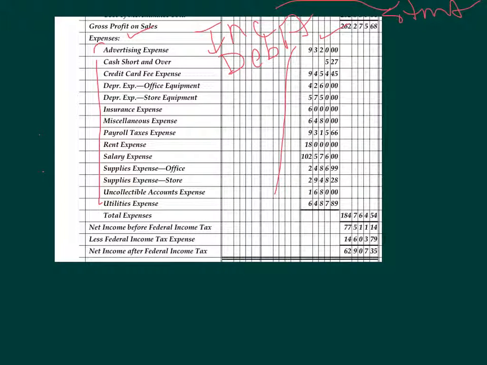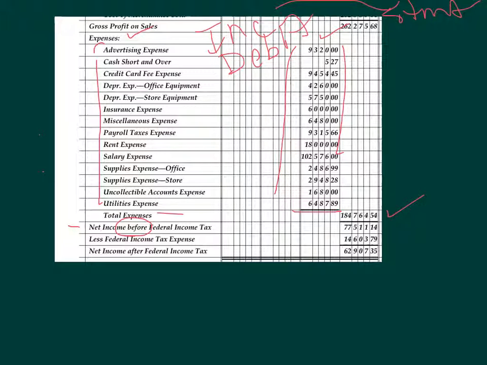Next, you need to determine your total expenses. So anytime you're doing math on the financial statement, you have to use underlines. So we're going to place an underline there, add up all of these numbers, and the total expenses number will be written in the fourth column over, $184,764.54.